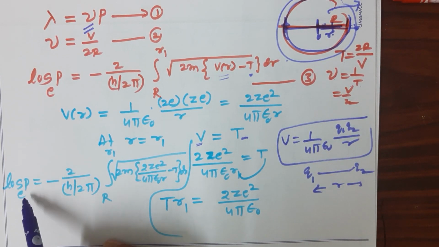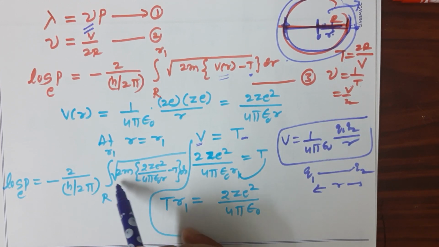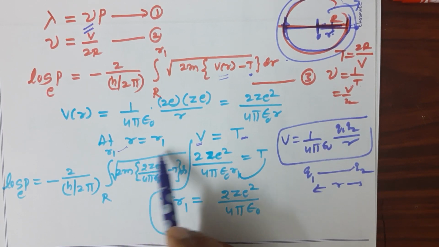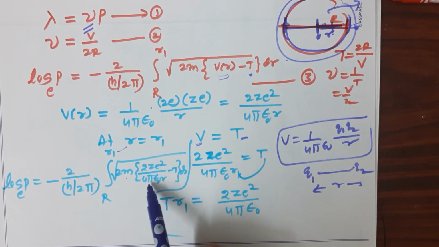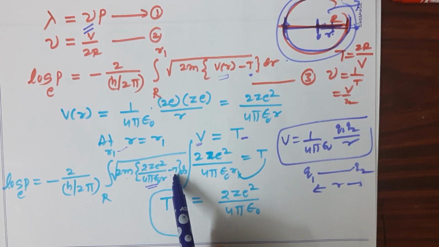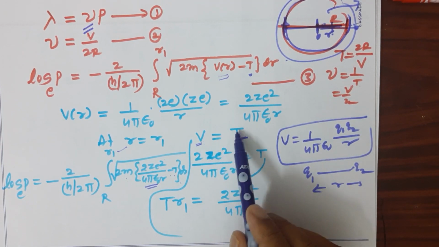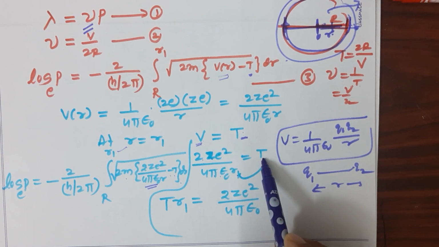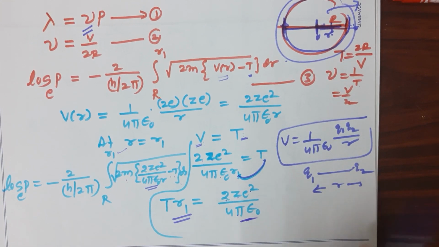Therefore log p base e equals minus 2 by h by 2 pi times the square root of the integral from capital R to r1 of the square root of 2m into (v of r, which equals 2Ze² by 4 pi epsilon naught r, minus t) dr. Okay. Since v equals t at r1, 2Ze² by 4 pi epsilon naught r1 equals t. From this, writing t r1 as the subject, t r1 equals 2Ze² by 4 pi epsilon naught.